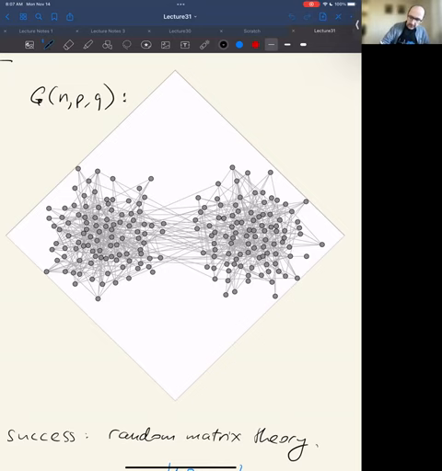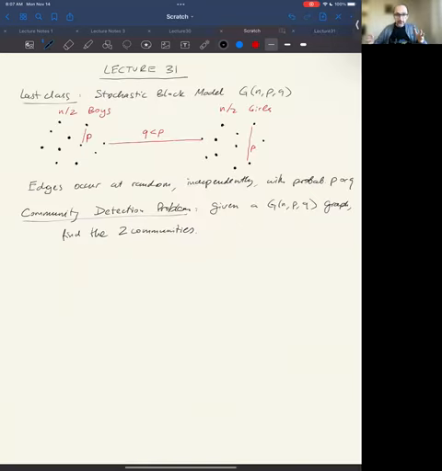Okay, great. Let's go and solve it. The beauty of this is that, yes, this baby model is solvable, and there is a very beautiful theorem about it, and the method of solution is really inspiring, and it's generalizable, it's scalable, so that we can apply this method to more complex models, in particular realistic models of graphs. Good. The key to success is random matrix theory, and that's why we're discussing it now.